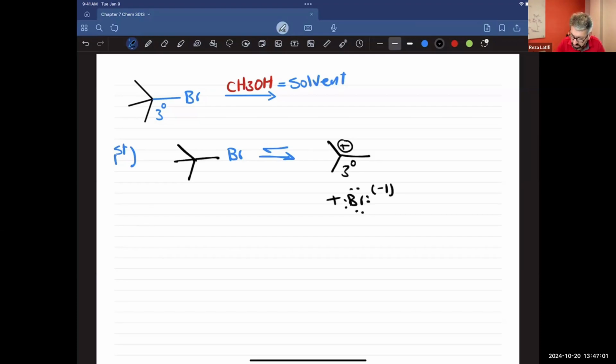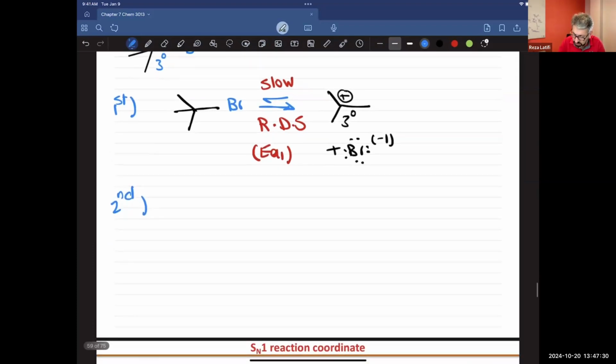And now this step will be slow. So this is going to be the rate determining step. And when you do the calculation and try to figure out the rate of the reaction, you're going to read this rate. And so the EA for this step is going to be the highest one. Now, what will happen with the intermediate? There are two possibilities that can happen to the intermediate. The first one is going to be this.